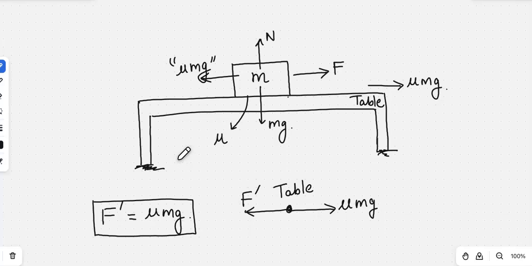Now they have asked again, do you need the frictional coefficient between table and the floor? The answer is no, we don't need it because this mu is sufficient.